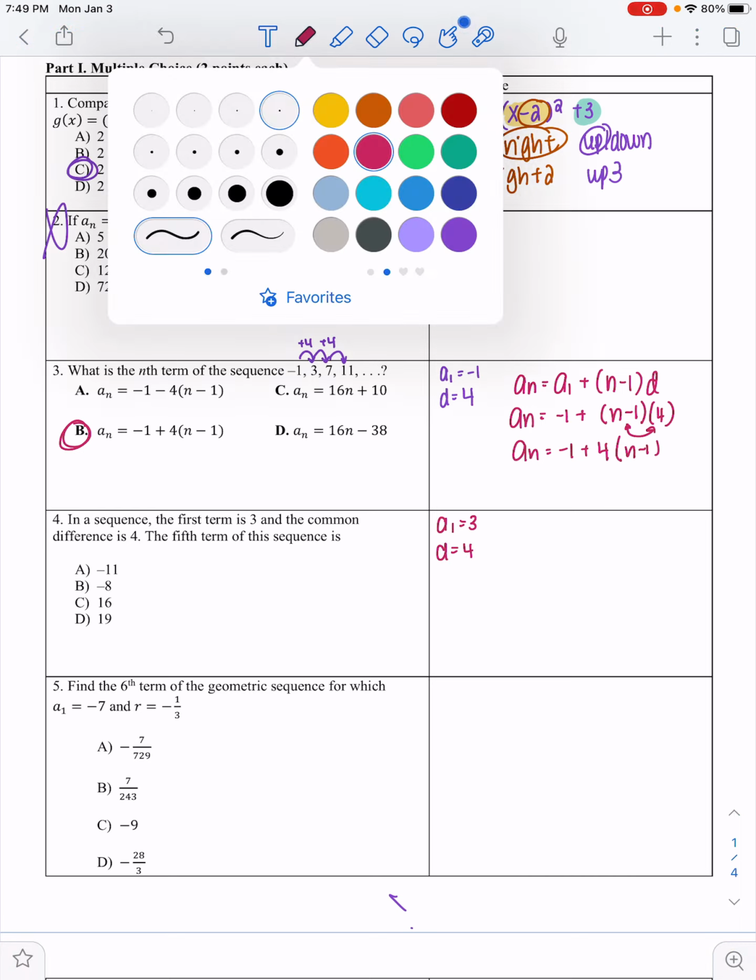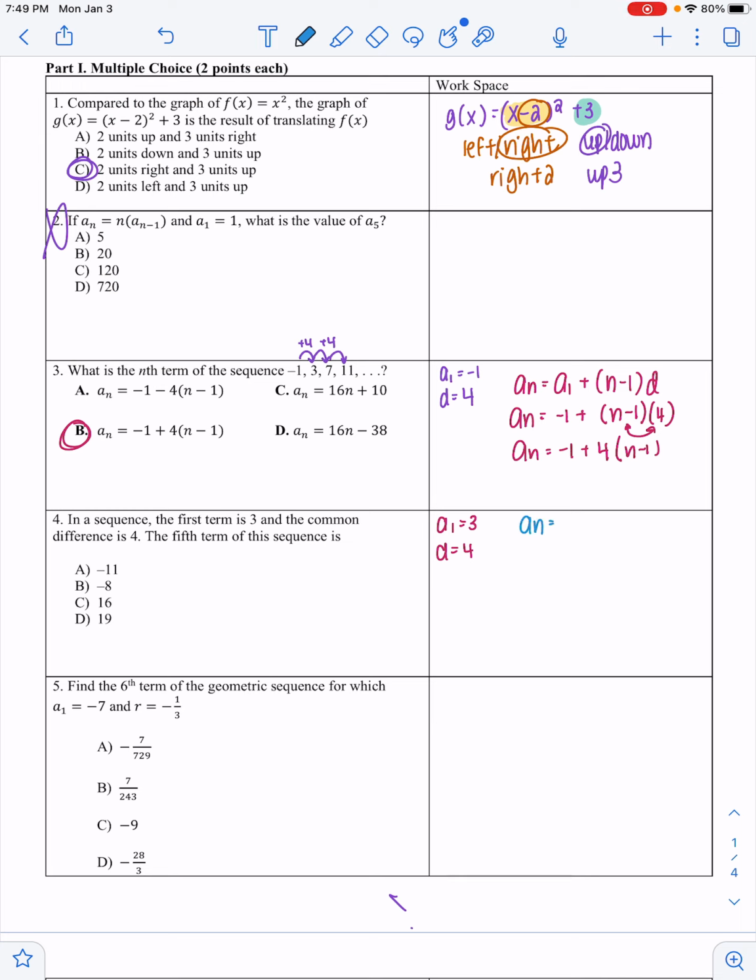Again, we're going to use that arithmetic sequence formula, which is a_n equals a_1 plus (n minus 1) times our common difference. Let's go ahead and plug in. a_n is equal to a_1, which is 3, plus (n minus 1) times 4. And we don't want the formula this time, we want the fifth term. So n is going to be 5. Our fifth term is going to be 3 plus (5 minus 1) times 4. If we plug this into our calculator, we'll end up getting 19.